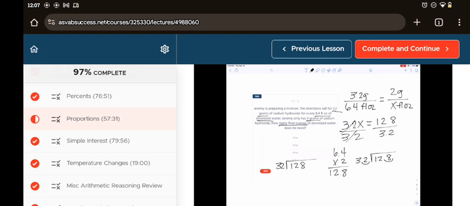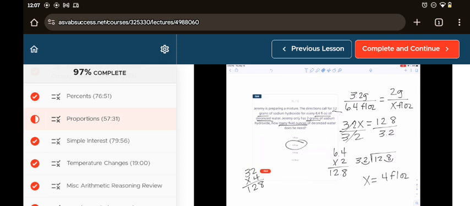So how many times does 32 go into 128? Well, 3 times 4 is 12. So I'm going to try 32 times 4. 4 times 2 is 8. 4 times 3 is 12. So yep, it's exactly 4. So the answer is x equals 4 fluid ounces, which is the second one. Let me erase this so we can see better.